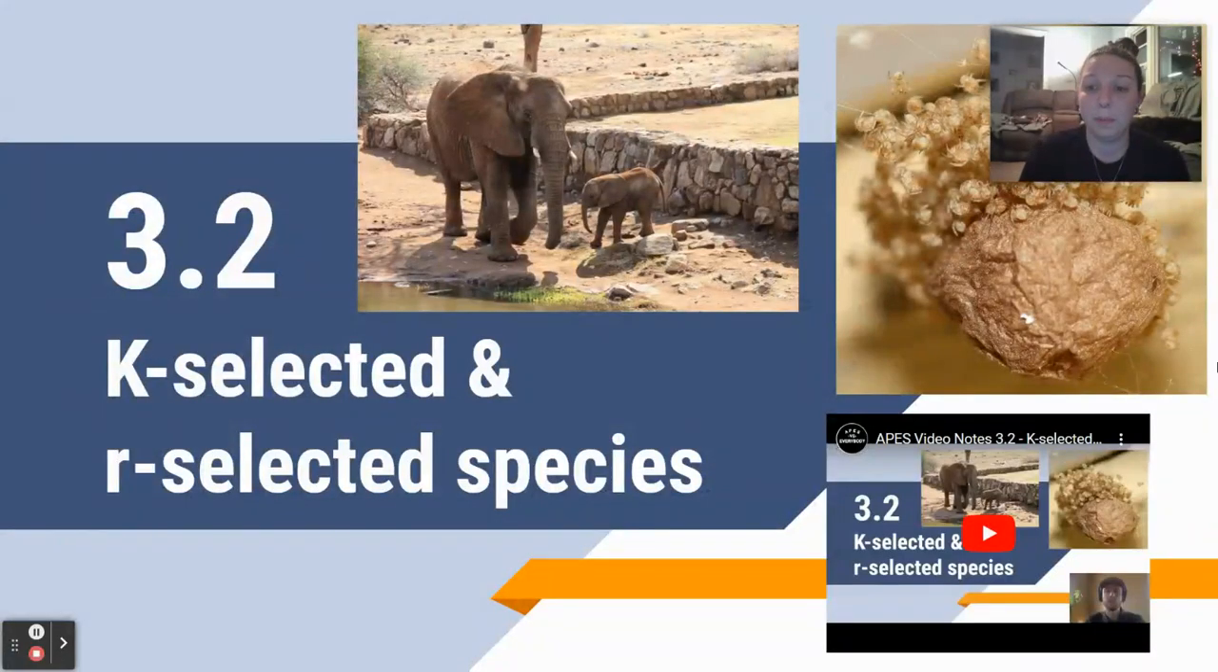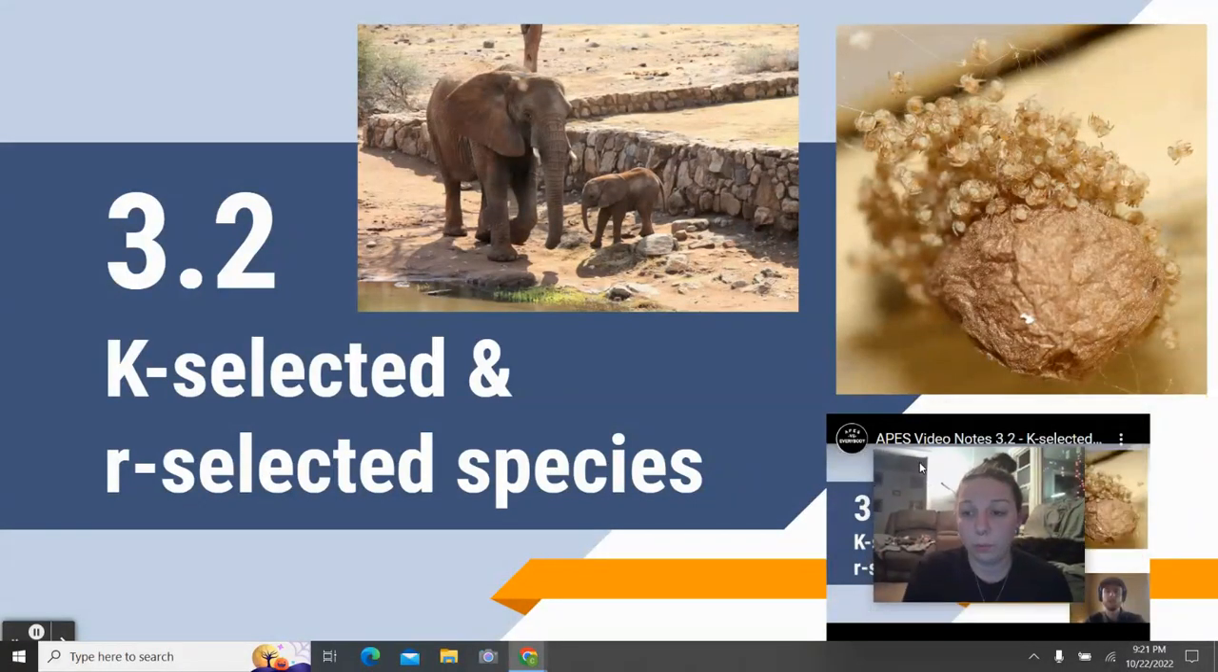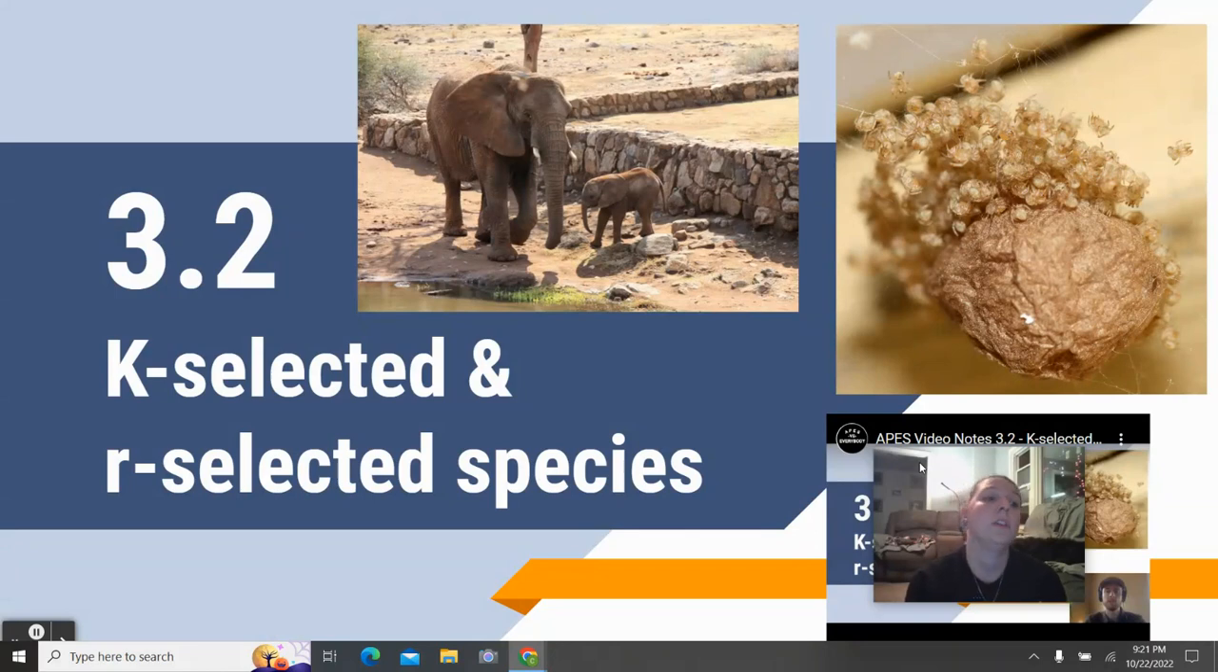All right, then jumping into 3.2. So with 3.2, we've got our K selected and R selected species, which we also talked about a little bit last unit. So for K selected, that's going to be things like our elephant here and its adorable little baby. And so they kind of take the quality over quantity approach when it comes to reproduction.